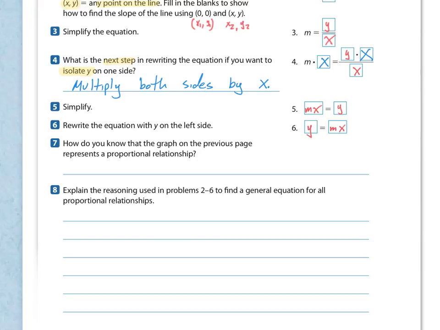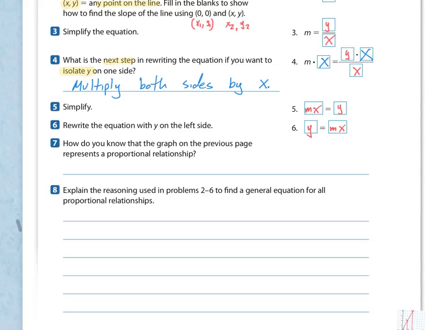No. Doesn't change your answer because it's similar as you saying that 2 bags of chips are worth $3, or with $3 you can get 2 bags of chips. Same thing. The order doesn't matter. Here to read number 7 for us. Juan: How do you know that the graph on the previous page represents a proportional relationship?